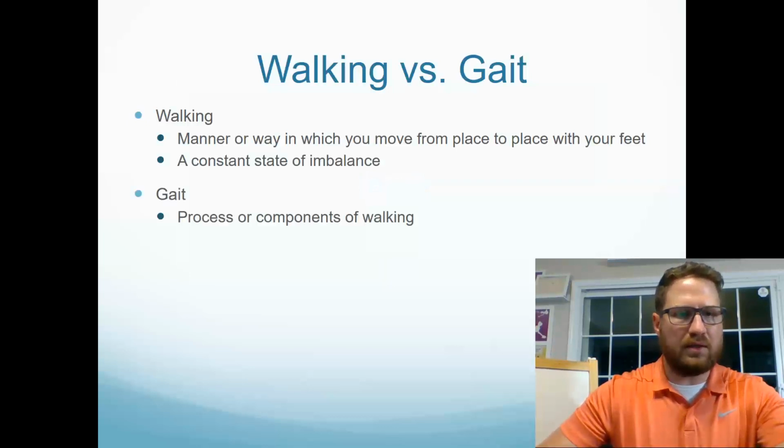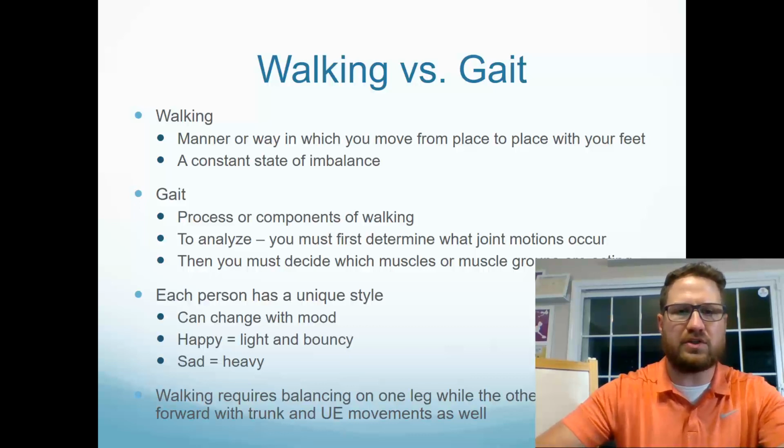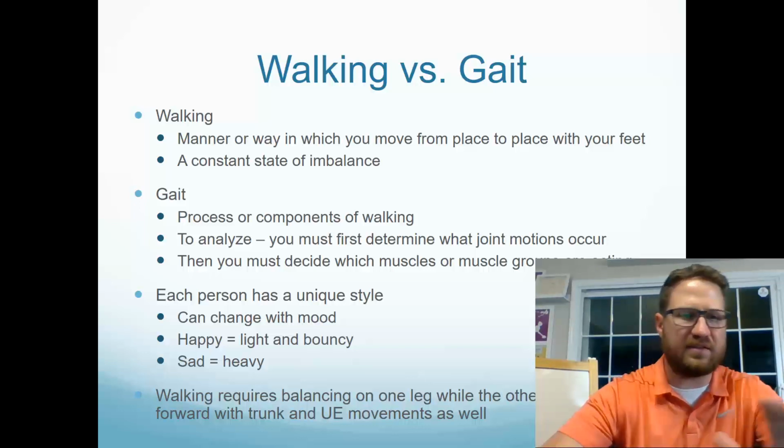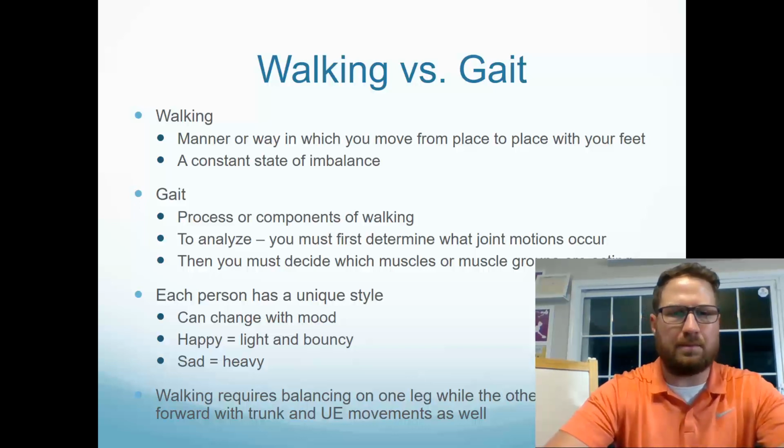So walking and gait. What's the difference? Walking is a manner in which you move from place to place with your feet in a constant state of imbalance. You're going from single leg stance to single leg stance to single leg stance. You're constantly moving. You're not staying in static balance all at one time.